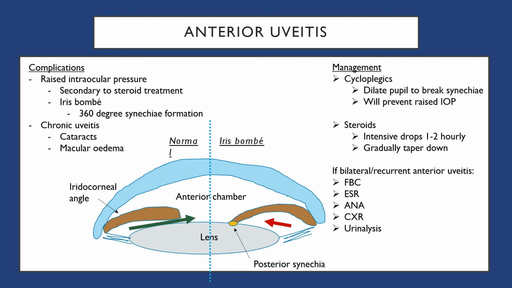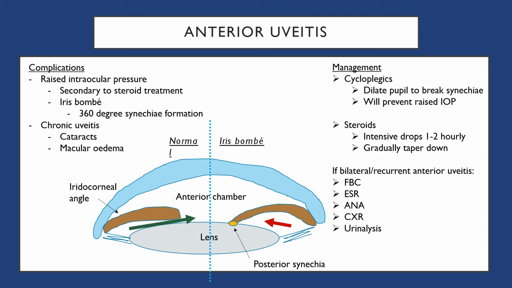So complications of anterior uveitis, you can get raised intraocular pressure. This can be because of steroid treatment, because that's how you treat anterior uveitis, or it can be because of a condition called iris bombée. So this is where you get 360-degree synechia formation.